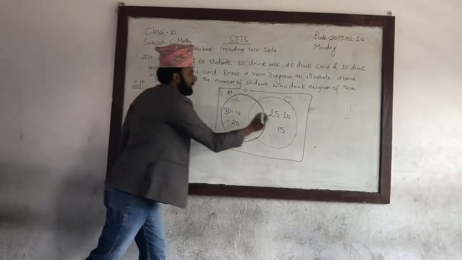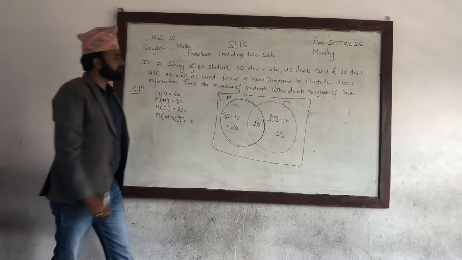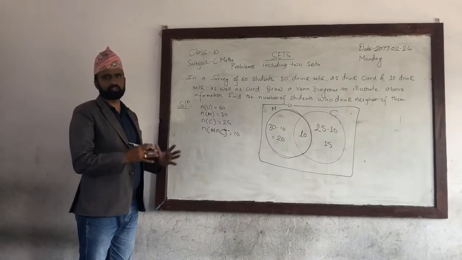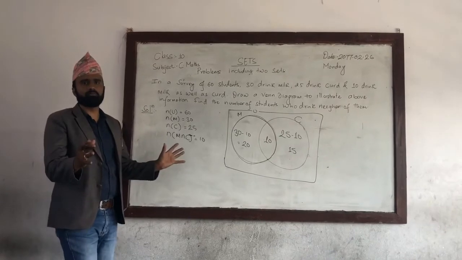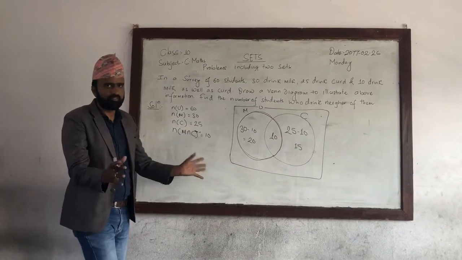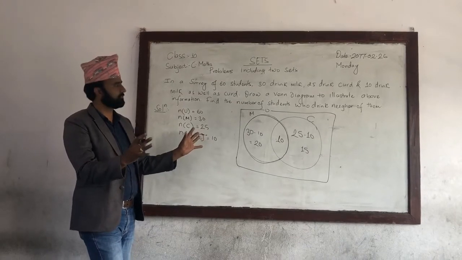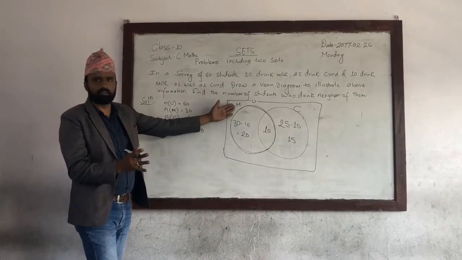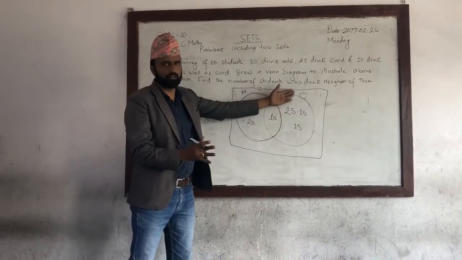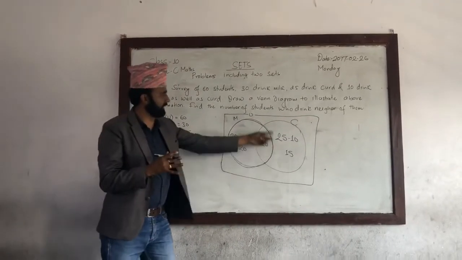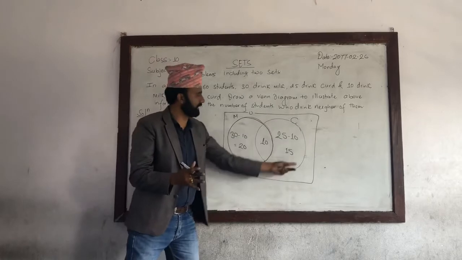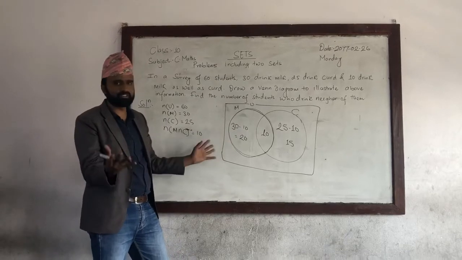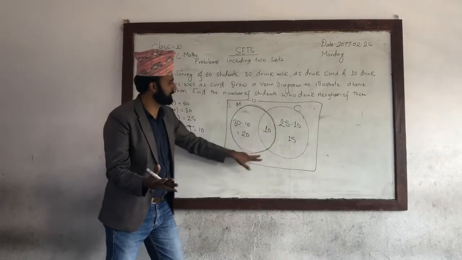Now, okay, the diagram is not completed yet. Still, we have some things to do. Okay, there may be some students who do not like to drink both drinks, neither milk nor curd. If they like to drink milk, they include here. If they like to drink curd, they include here. Then, if they do not like to drink both, where do they lie? Obviously, they lie out of these two here.